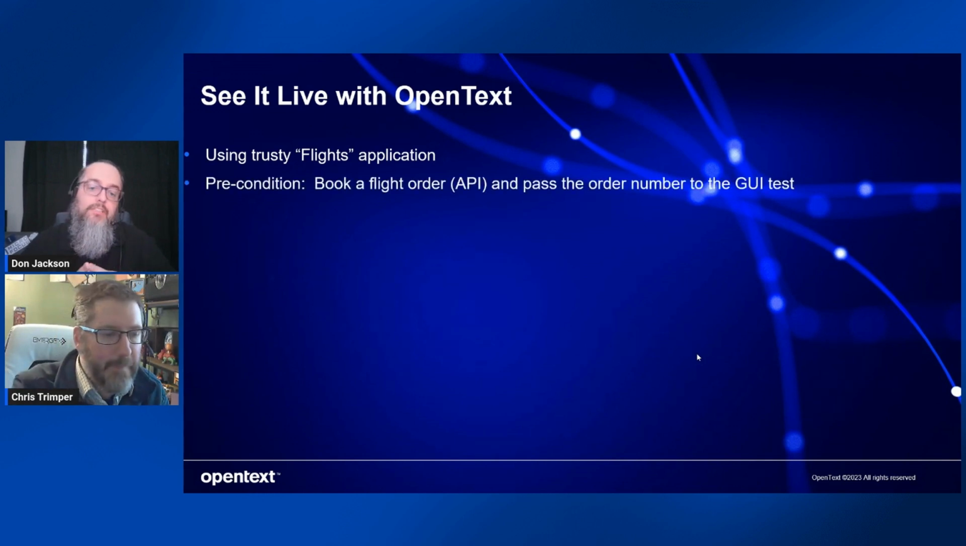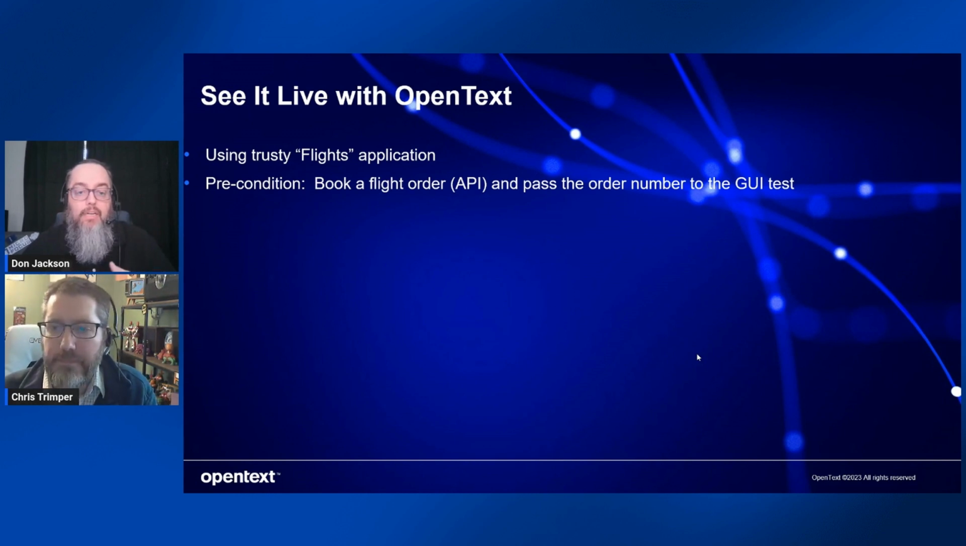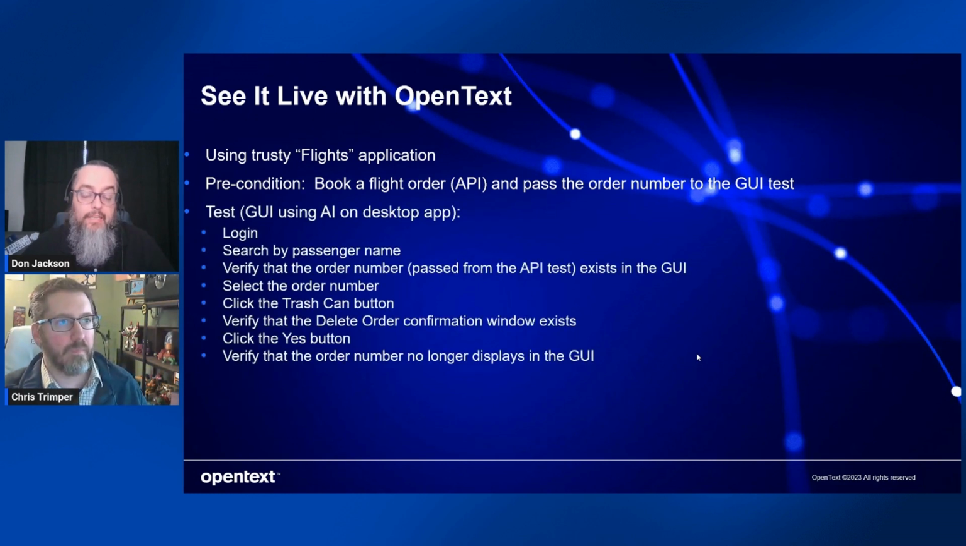So our precondition, as we talked about, is we need to actually book a flight order. So we're going to do that with an API test. We're going to write that test to book the order through the APIs, which is a very fast test to execute. And then we're going to pass that order number to our GUI test. Then our GUI test, which is the actual test that we're executing now, is to test deletion of an order in our application.